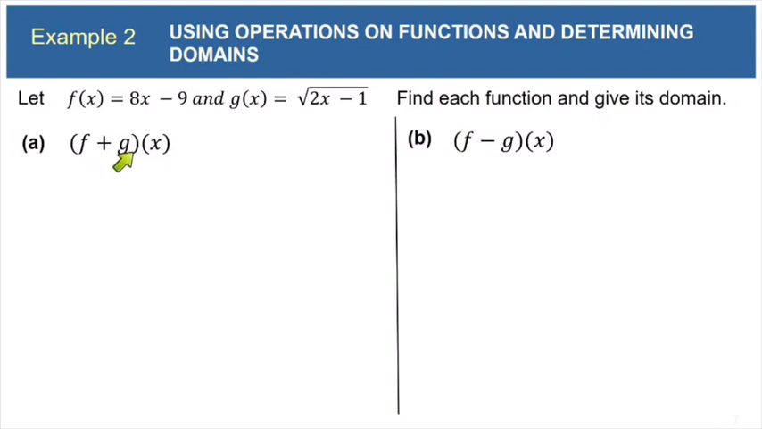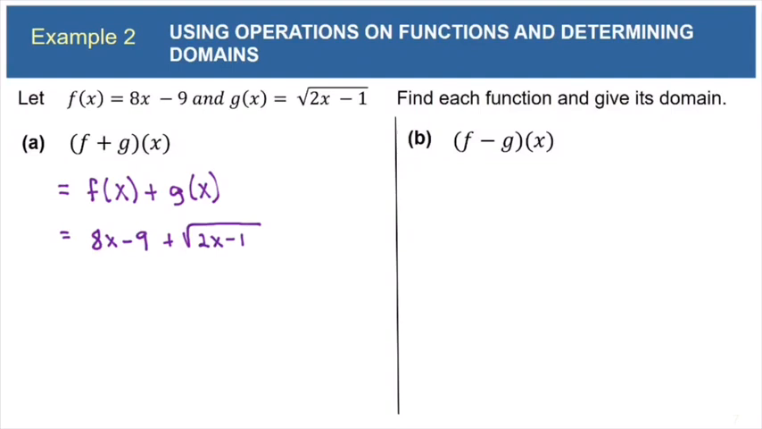So here we have f plus g of x, and we can restate that as f of x plus g of x. We know that from the definition. Now f of x is just equal to 8x minus 9, and g of x is just equal to square root of 2x minus 1. Now if there were any terms here to combine, then we would do that. But in this case, we have an x term and a constant, and then we have a radical. So none of these can be combined, and this is our final result.